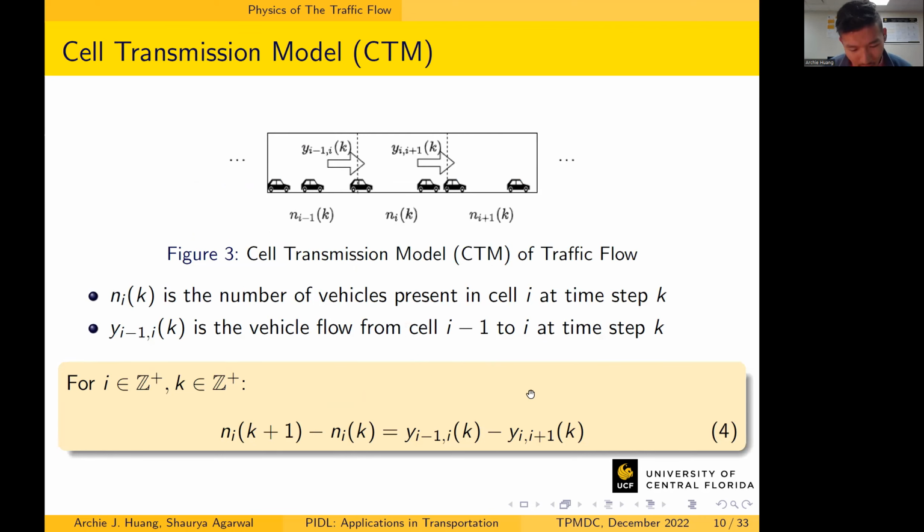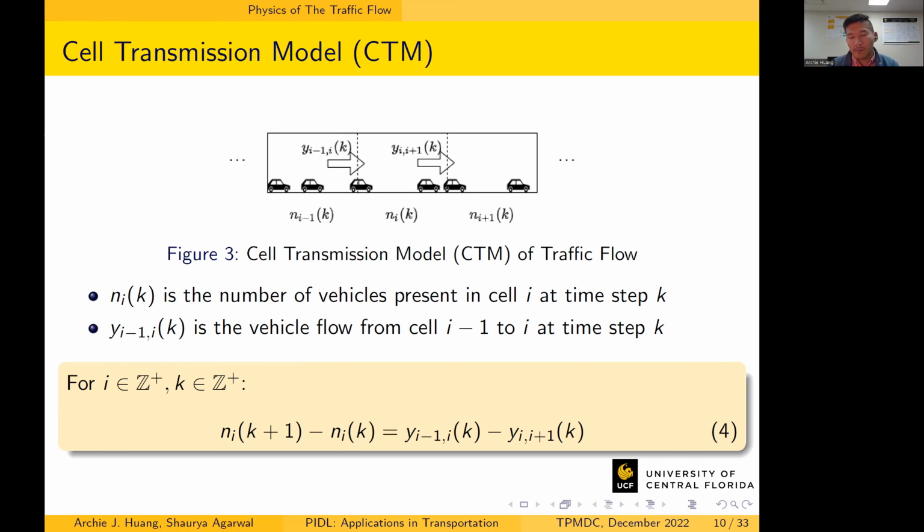So after we talked about the fundamental diagram, the last part of the physics that I want to introduce here is the cell transmission model, which is also very straightforward. We can think about a road segment as finite cells put together, and the vehicles traveling on this road are just particles flowing from the preceding cell to the succeeding cell. The notation here is that n is the number of vehicles present in the cell, and y depicts the flow from the previous cell to the next cell.